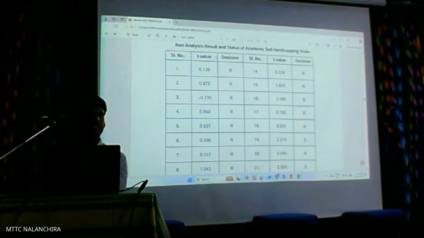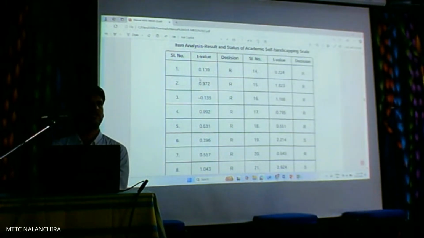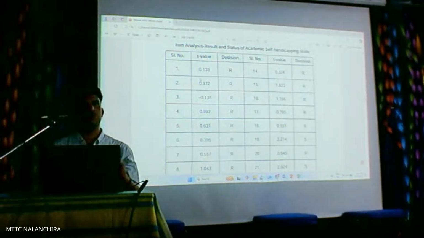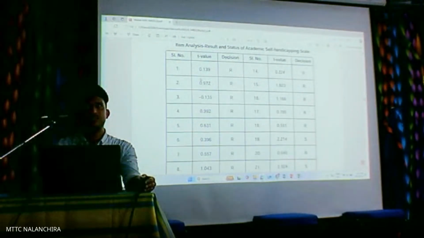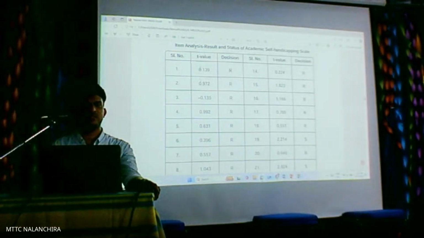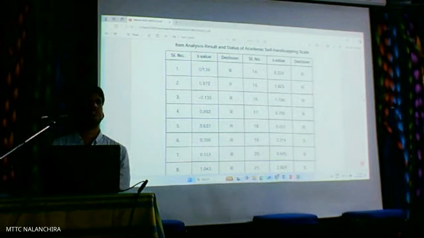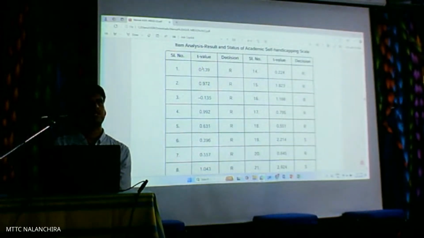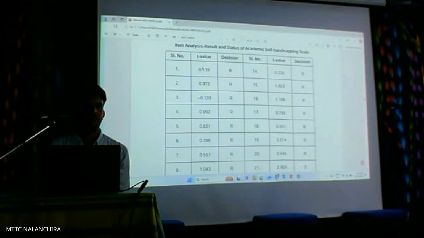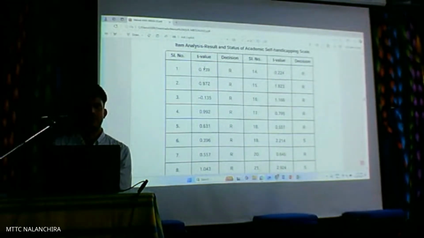Second is the t-value, independent sample t-test between high group and low group. Upper 27% and lower 27% are considered as two different groups. There each statement was given. Like we conducted 60 t-values, 60 t-tests. Altogether we can do that.